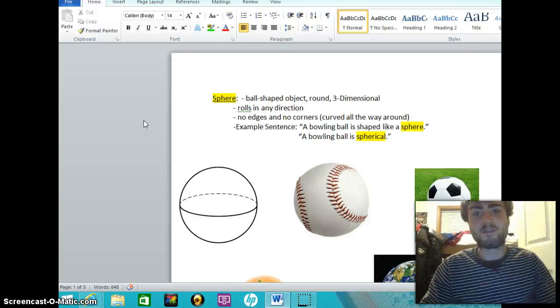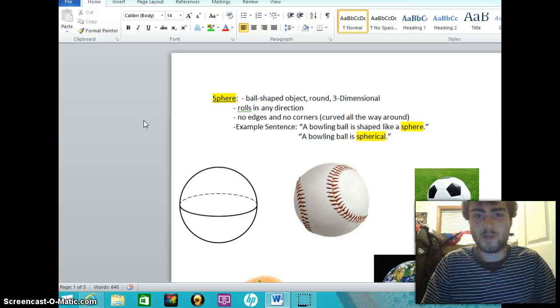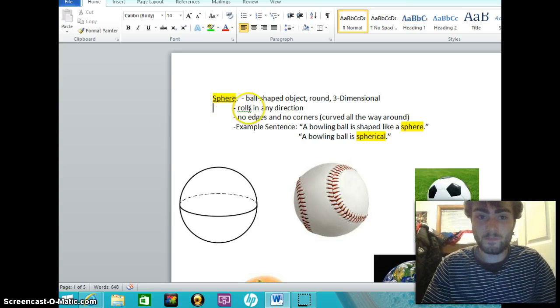Alright class, I have a wonderful lab activity planned for you for today, but before we do that, I want to teach you some specific vocabulary words that you will see in the lab activity. So the first word that you will see is the word sphere.